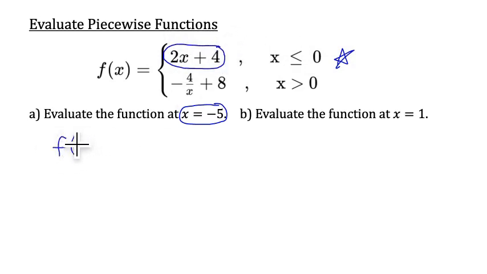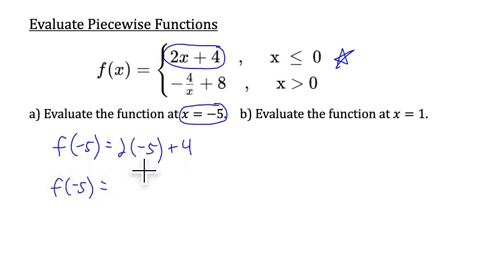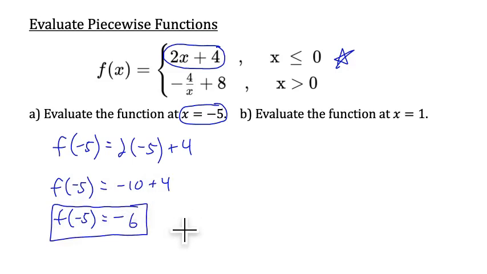So in other words, f of -5 equals 2 times the input plus 4. So since the input was -5, and -5 is less than or equal to 0, we use the first piece of the function. Okay, so let's work out this right side here. And we get f of -5 equals -6.